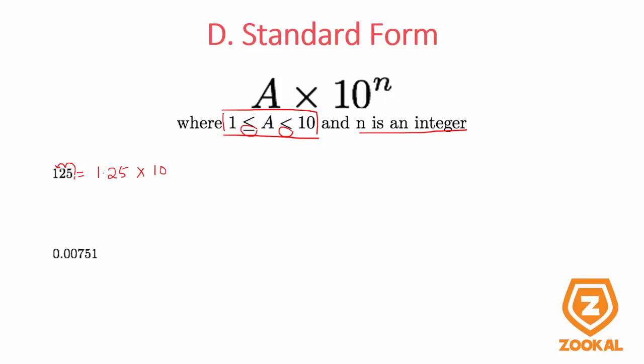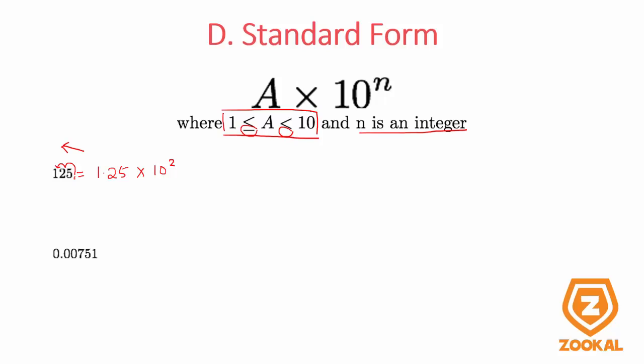So now I have to figure out what should my n be. Your n should be the number of spaces that your decimal place moved. In this case, the number of spaces will be 2. But how do I know if it's a positive 2 or a negative 2? Moving it to the left means it is a positive value.